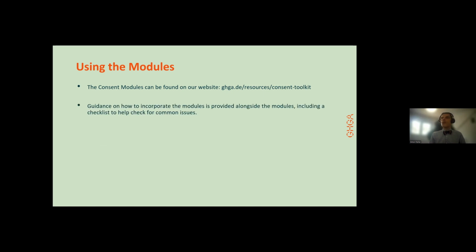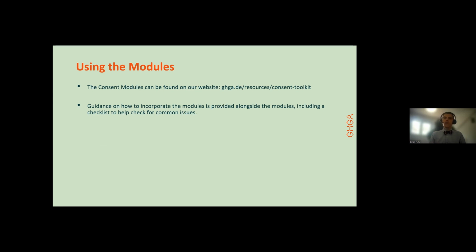One of the really useful things I find with the white paper is a checklist to help you check for common issues. The way that we envisage the modules being used, because they're modular, is that you incorporate those into the consent forms that you're already producing or the information that you're providing to data subjects.